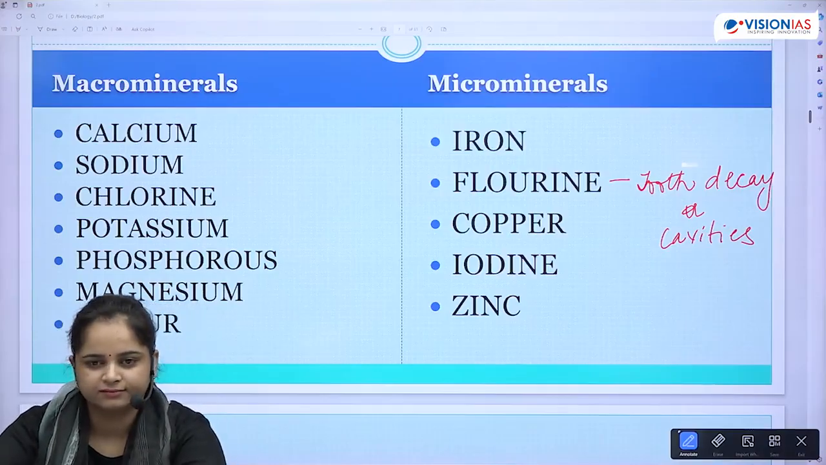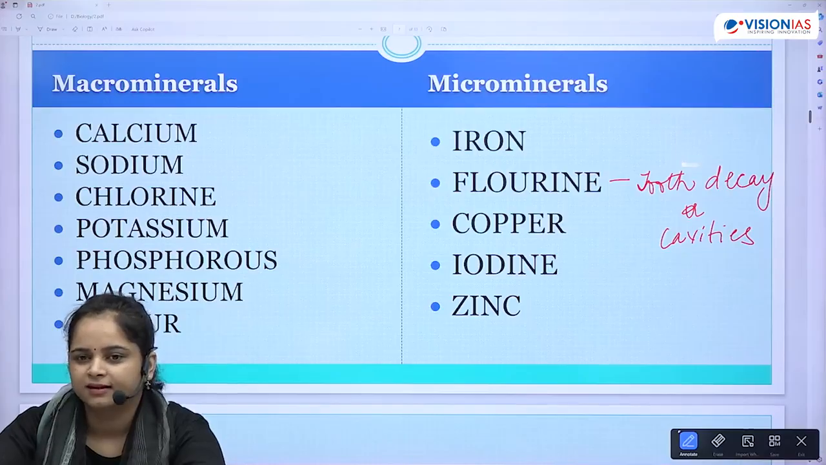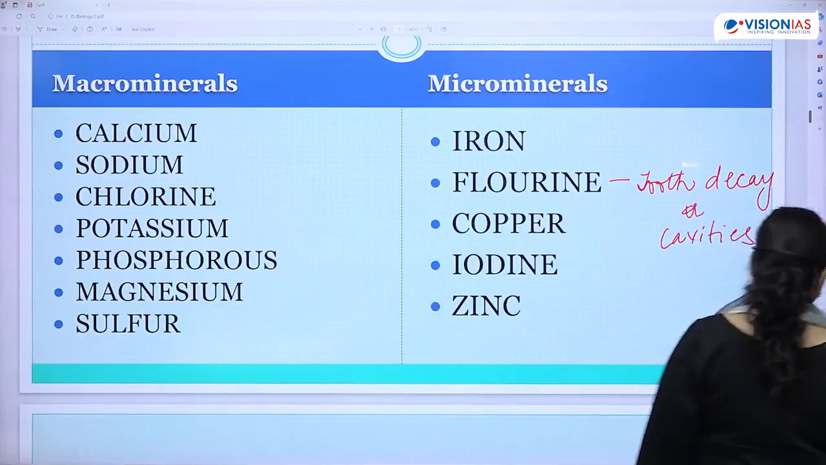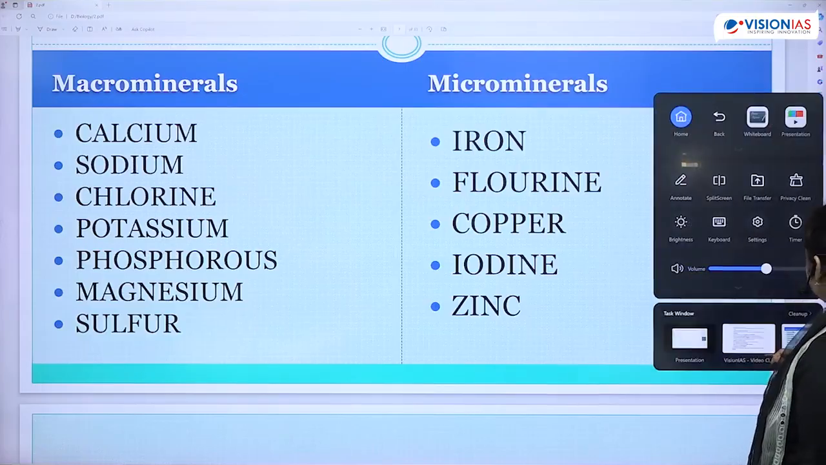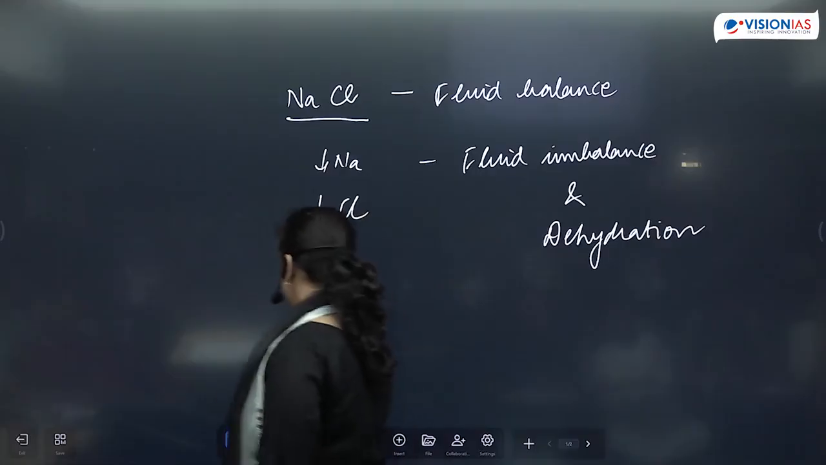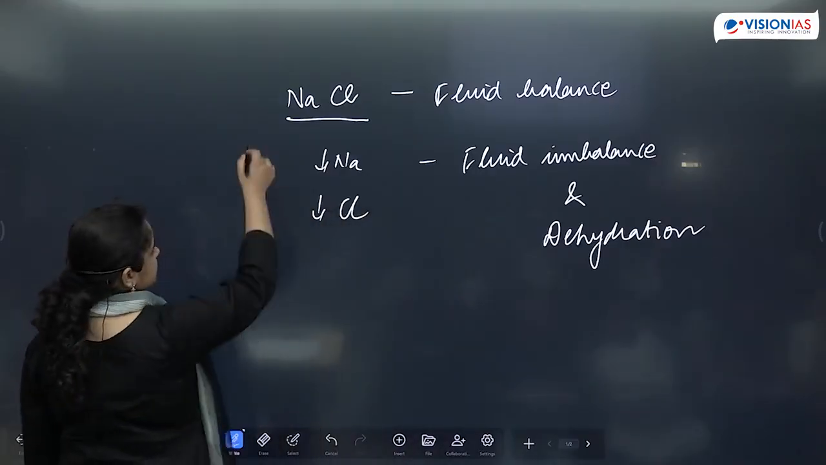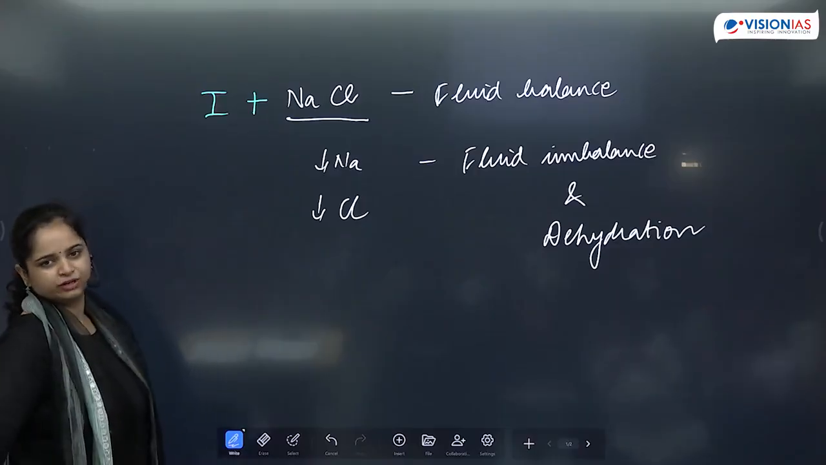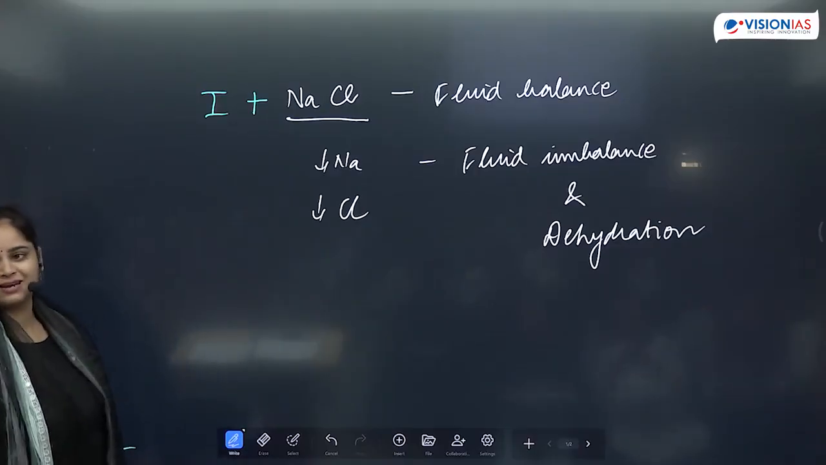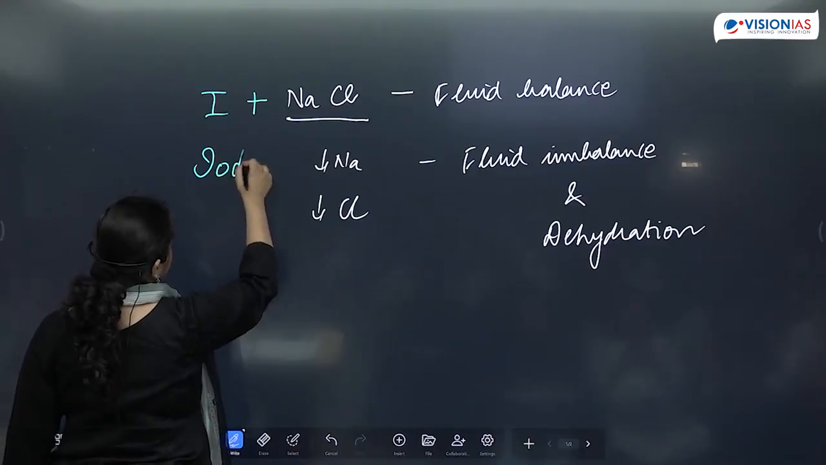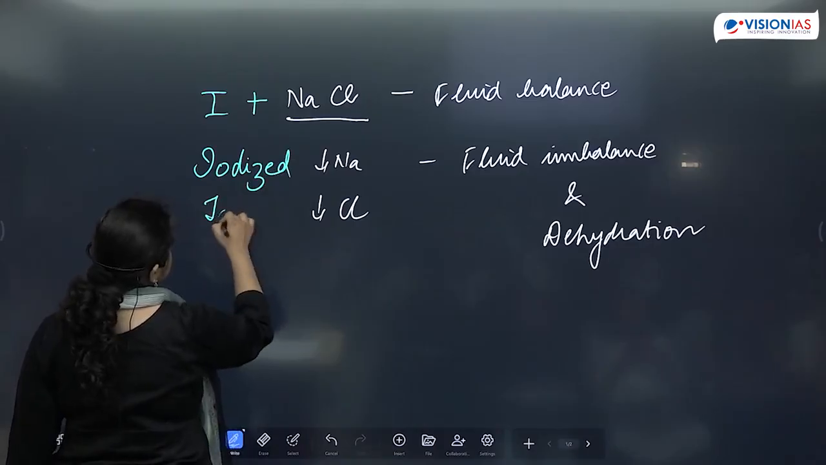Then you have iodine. What is the source of iodine? Iodized table salt. Okay, so let's see what is the story with this iodized table salt. We've just now spoken about salt, where we have said that salt is sodium chloride. Now, what we do is, we take this natural salt and in the lab, we add iodine to it. Iodine is not naturally present in it. We'll take it in a lab and add it, and this we call iodized table salt.